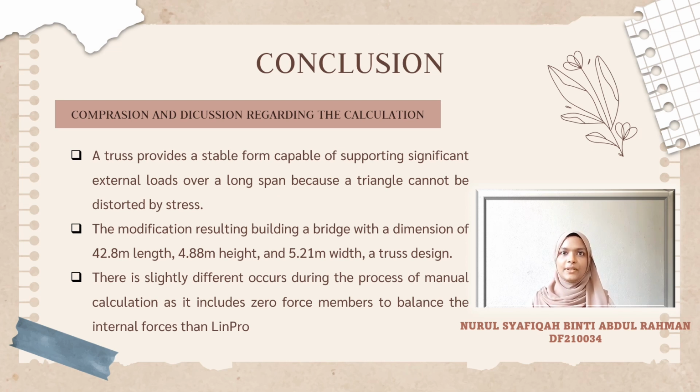A truss provides a stable form capable of supporting significant external load over a very long span because a triangle cannot be distorted by the stress. Our group is building a bridge with a dimension of 42.8 meter length, 4.88 height and 5.21 width.